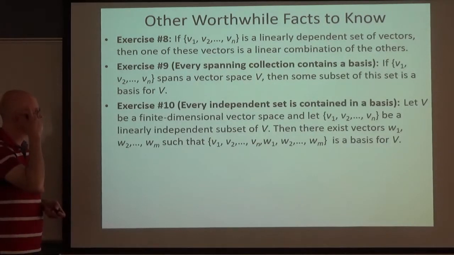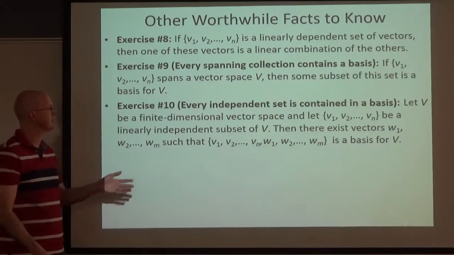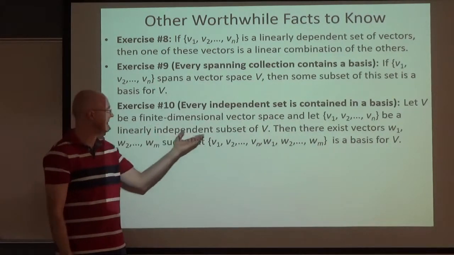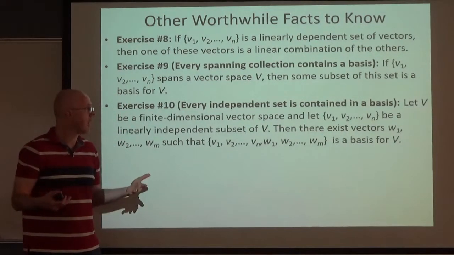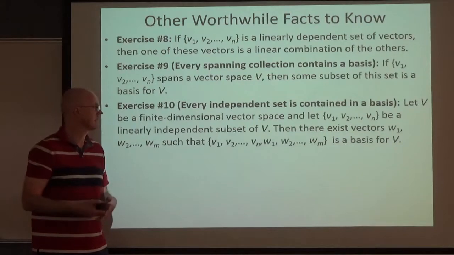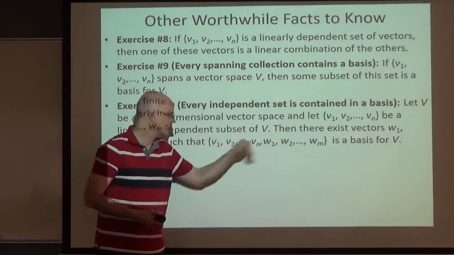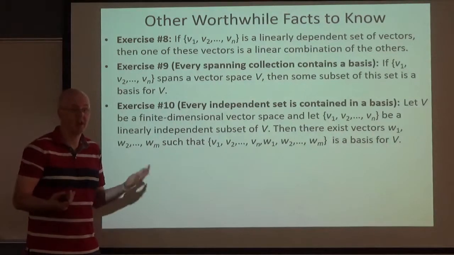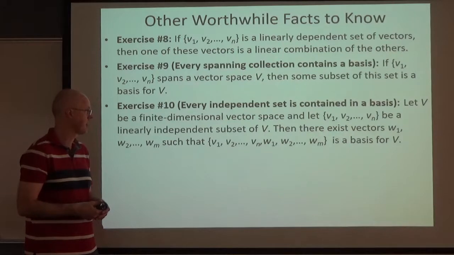Every independent set is contained in a basis. If you've got a finite dimensional vector space and you've got a collection of n vectors that are linearly independent, maybe they don't span the space yet. If they don't, you can add vectors to the collection to have a basis. It's still going to be a linearly independent set. You've got to be careful how you add the vectors. You can't just add arbitrary w's here. But in theory, you can add vectors to the given set to make a basis.